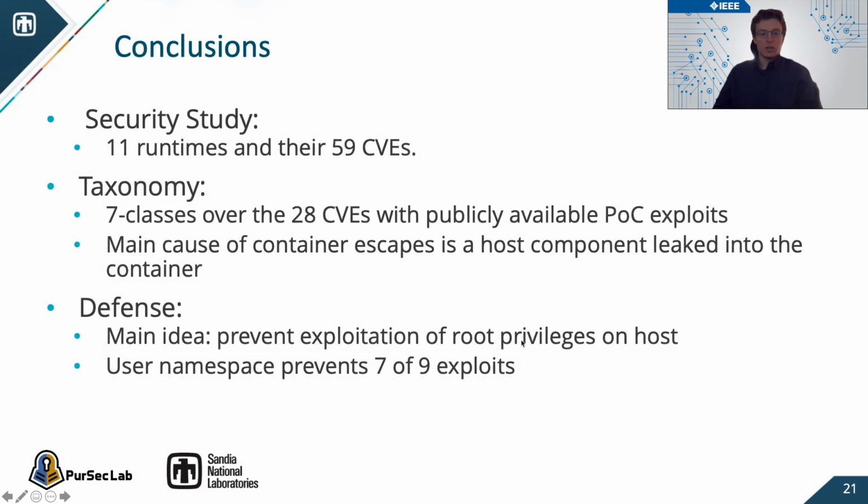And so, in conclusion, we have presented 3 novel contributions. The first one being a security study covering 11 runtimes and their 59 CVEs. The second, a 7-class taxonomy over the CVEs with publicly available proof-of-concept exploits, which reveals the main cause of container escapes is a host component linked into the container. And 3, a defense that applies the user namespace to prevent exploitation of root privileges on the host. And it prevents 7 of the 9 exploits studied.